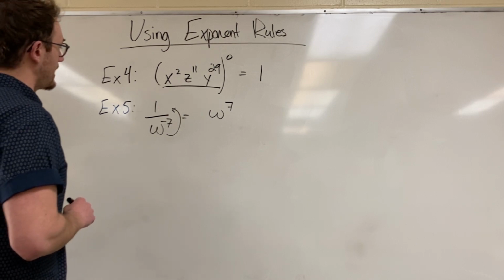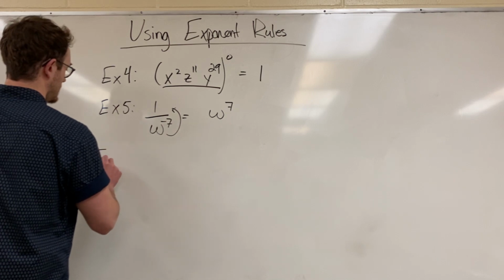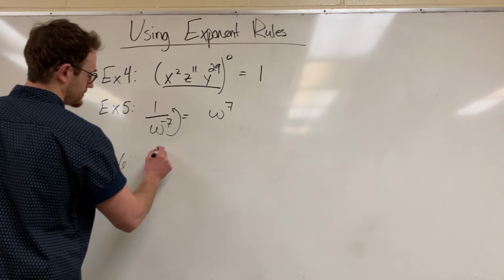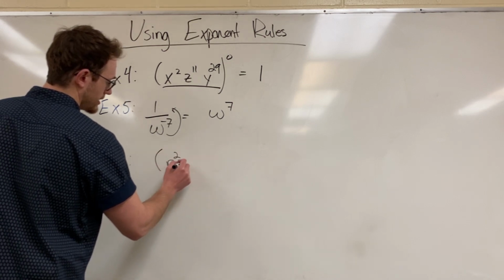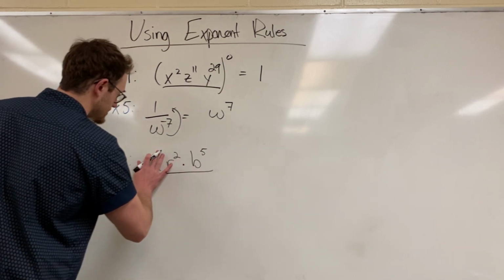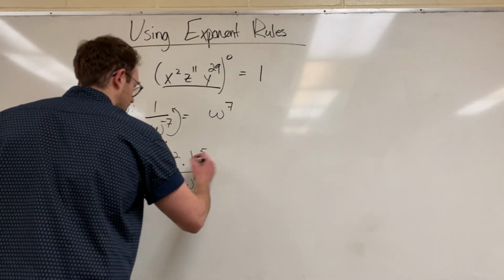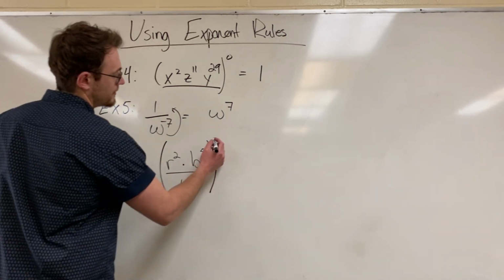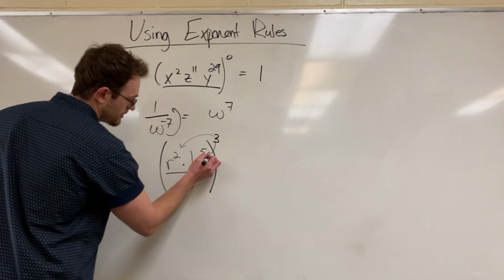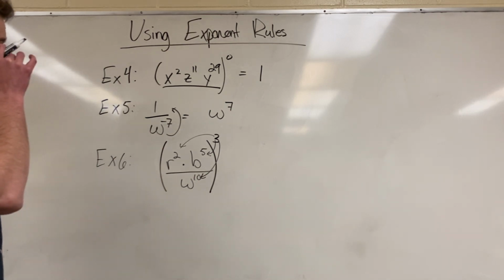All right, now let's combine some stuff. Oh no, distribution. So if we have, let's say, parentheses r squared times b to the 5th, and let's extend this over w to the 10th. Let's say all of that is to the 3rd power, all right? I'm going to distribute. Power, I need to distribute, I need to get it everywhere.